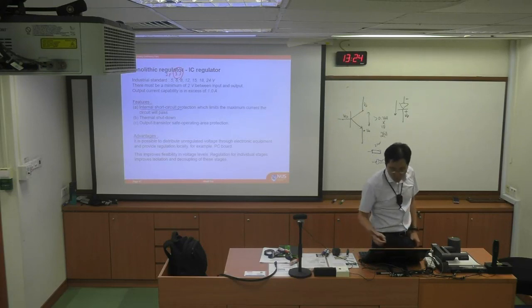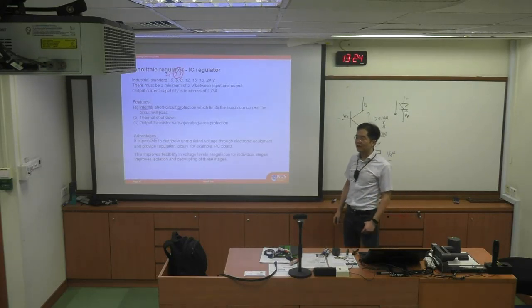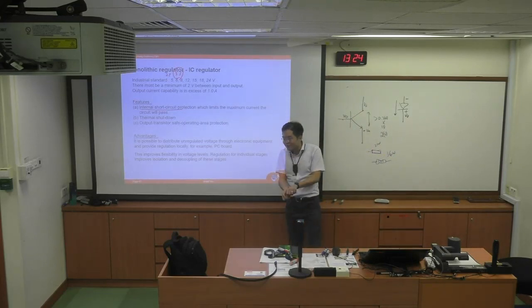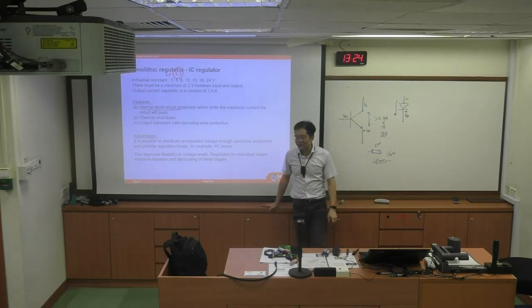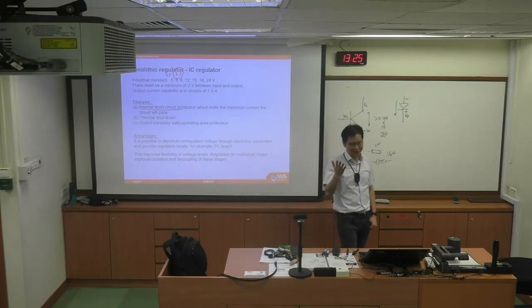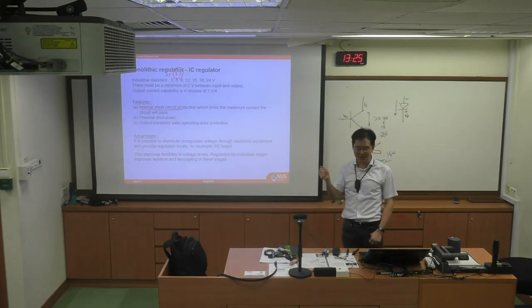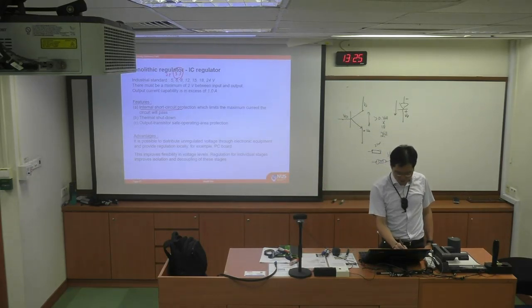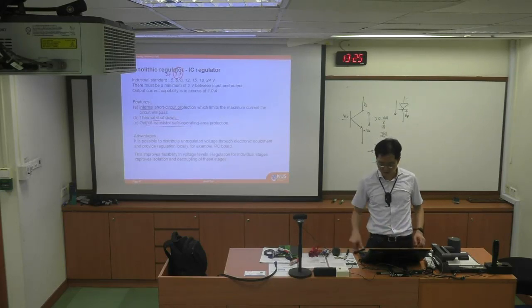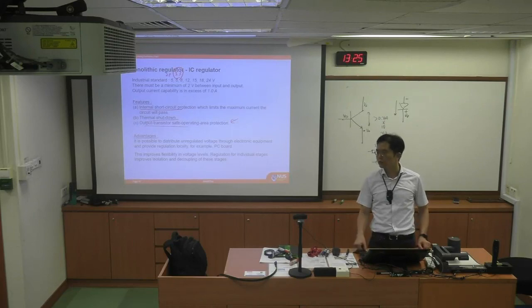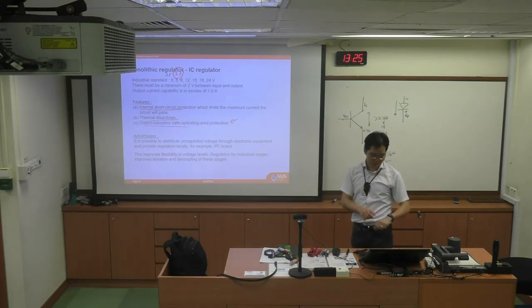It must have a short circuit protection circuit because it happens. Your adapter may be accidentally shorted to ground, and you must make sure that it doesn't trigger the circuit breaker in your house. You don't want this faulty adapter to trigger the circuit breaker in your house. Sometimes it does, so that's why you need to have a good protection circuit. And you also have a thermal shutdown as well as the output transistor safe operating area protection. This is what we learned last week. You don't want to excessively consume power.